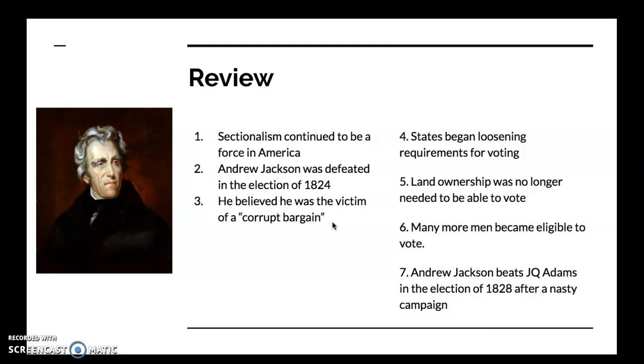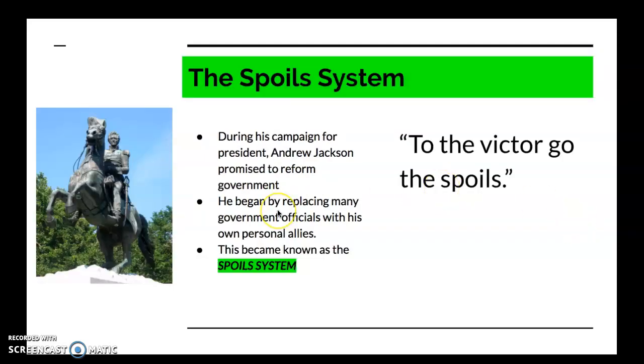States began loosening requirements for voting in the 1820s. Land ownership was no longer needed to be able to vote. Remember, that was one of the conditions you needed to meet before you were eligible to vote. You had to own land. That was no longer the case. Many more men became eligible to vote because of this. And then Andrew Jackson beats JQ, that's John Quincy Adams, in the election of 1828 after a very, very nasty campaign. All right, so let's look at Andrew Jackson's presidency.